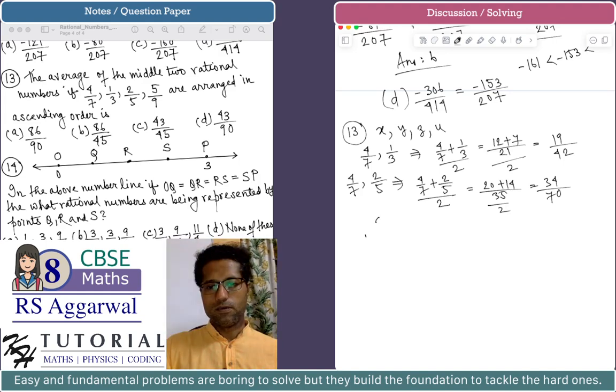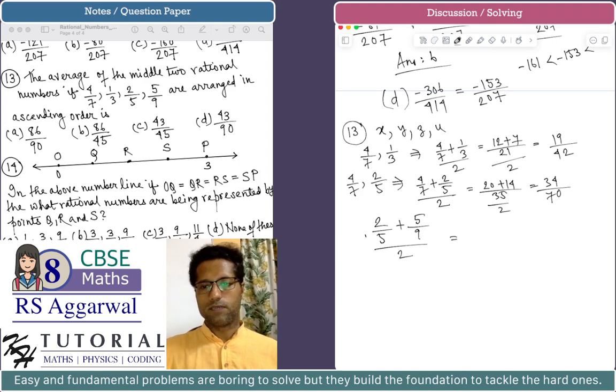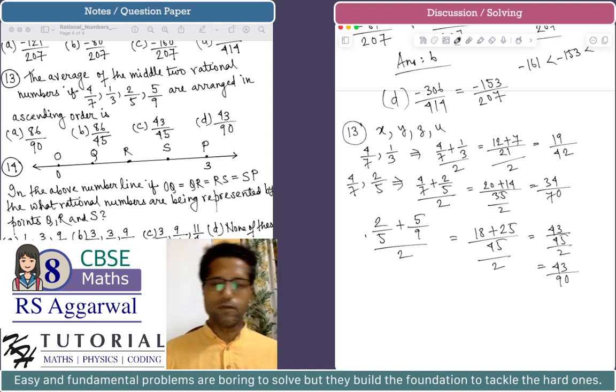Now you see what is the average of 2 by 5 and 5 by 9. If you simplify this, this is (18 plus 25) divided by 45 by 2. This is 43 by 45 by 2. This is equal to 43 by 90. So definitely the choice is the answer. The correct choice is D.